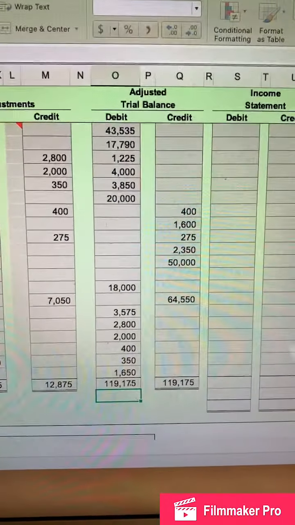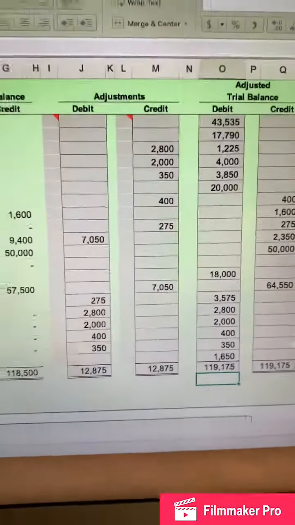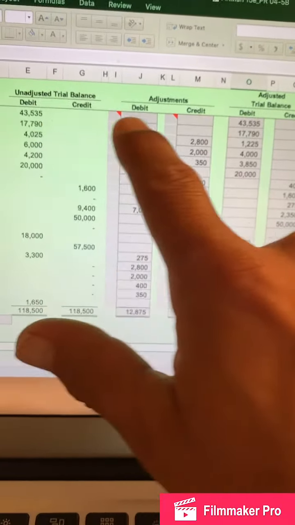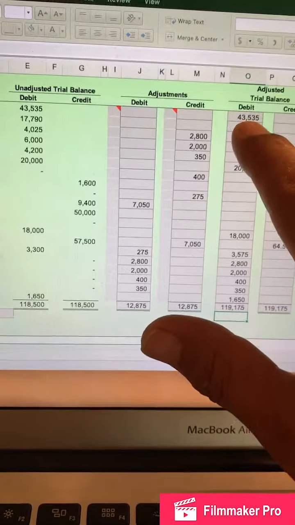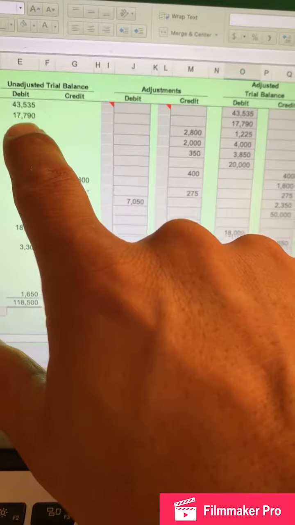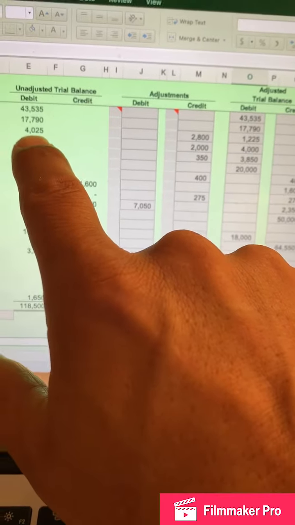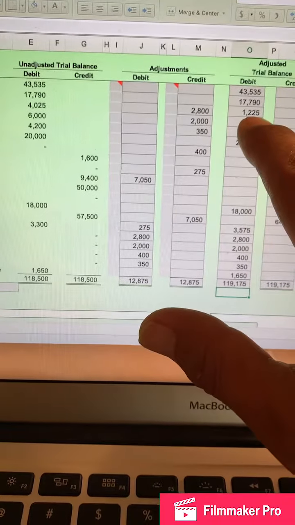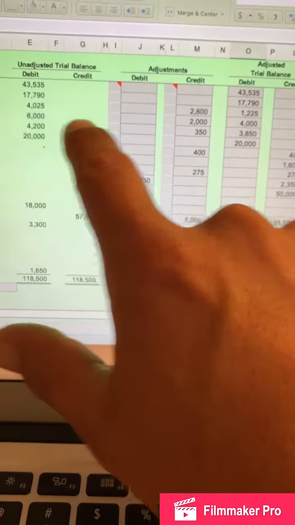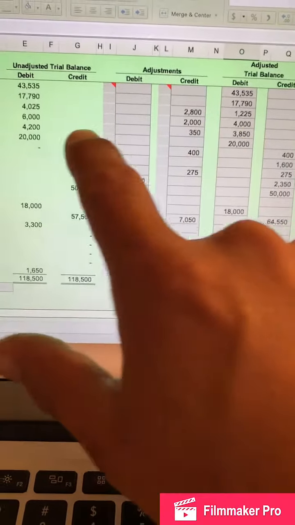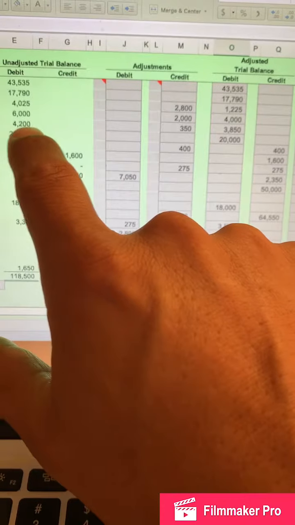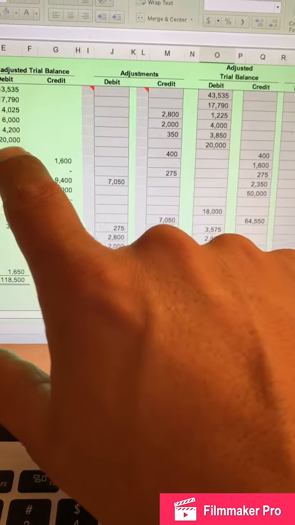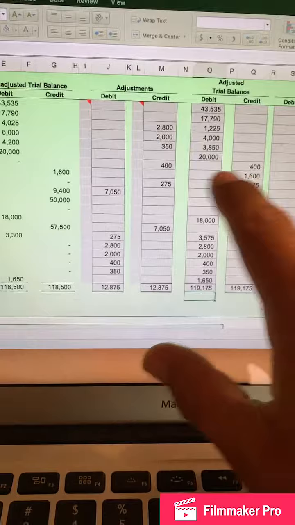Okay, so I just got done completing the adjusted trial balance, and what I did with this one was I took this value right here, 4530. There were no adjustments, so it stays 43,535. Same with the accounts receivable. Supplies here was 4,023. I minus 2,800, so it took it to 1,225. 6,000, I deducted 2,000, now it's 4,000. 4,200 minus 350 takes us to 3,850. Nothing happened with office equipment, accumulated depreciation added up.